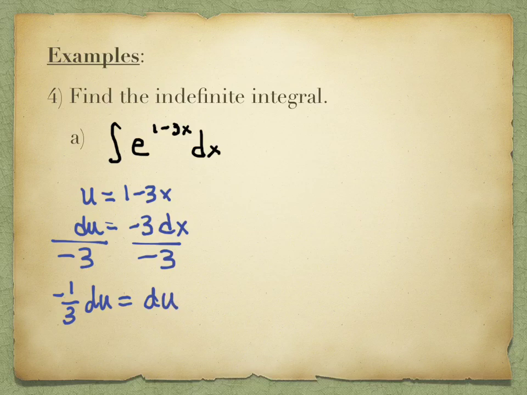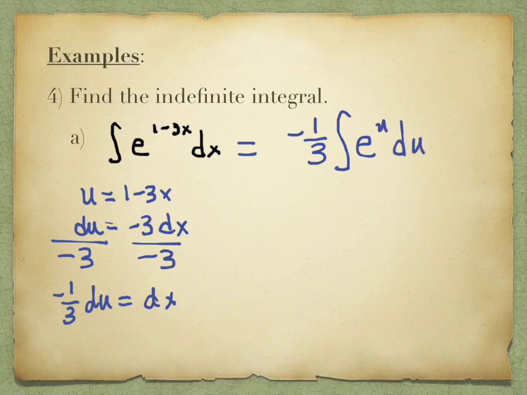So when I'm rewriting my problem, I can put that negative 1/3 in front. I can put my integral. The e stays the same. Now what's different is that I don't have a 1 minus 3x because that's equivalent to my new variable u. And I can replace the dx with du because what I've really replaced is this dx with negative 1/3 du, right? That's the piece that replaced the dx.